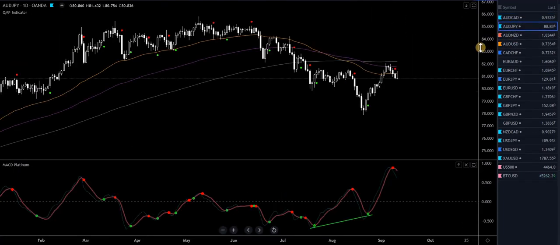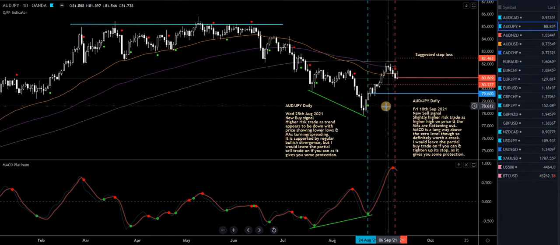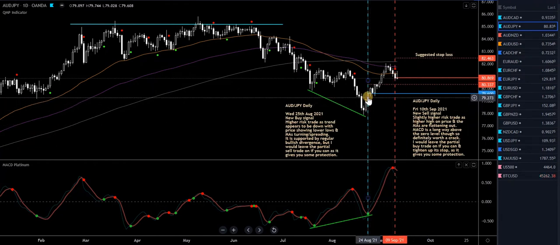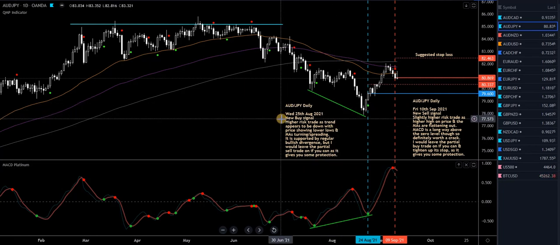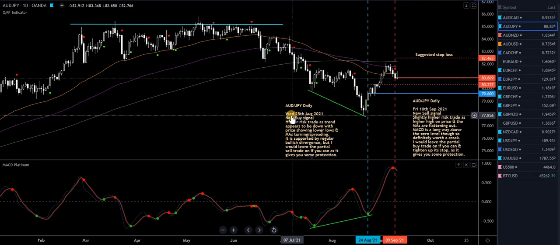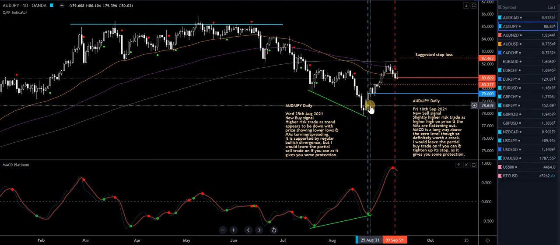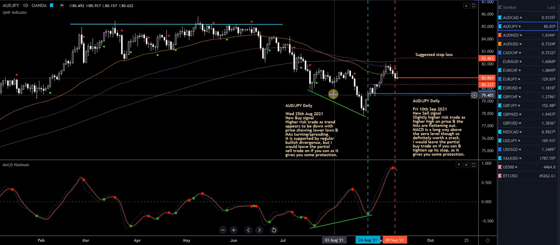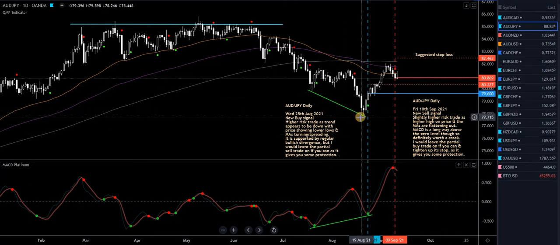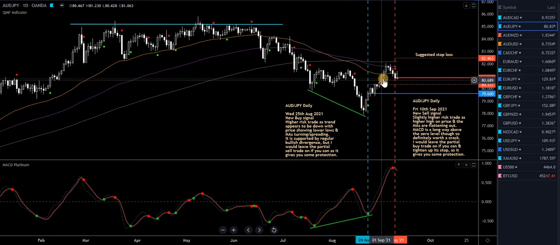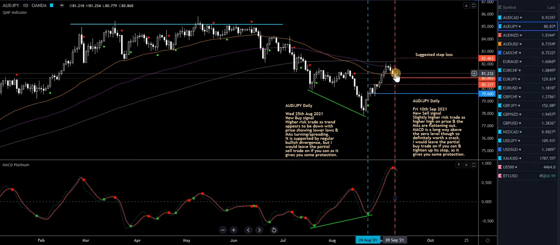All right, Aussie Japanese yen. We're in a buy from here. These are the notes on this side. You can read the notes there. Buy signal from August the 25th. It's gone up nicely. You can see that, similar to the AusCAD, regular bullish divergence. Now it's popped up, come up, bounced off here, and we took a sell here.